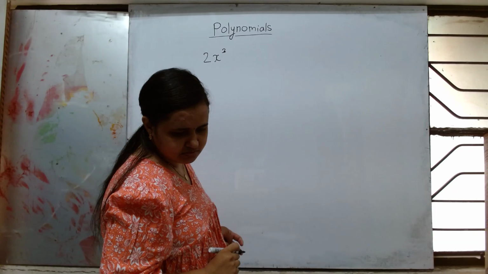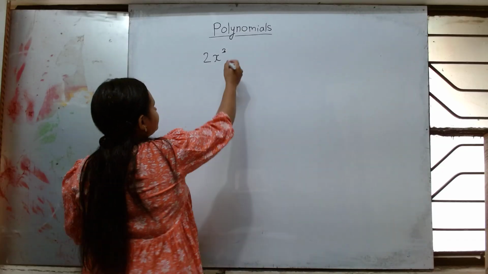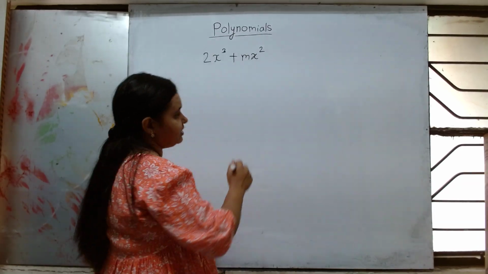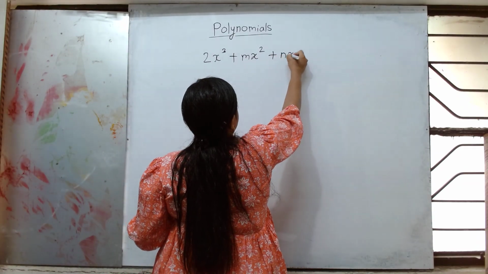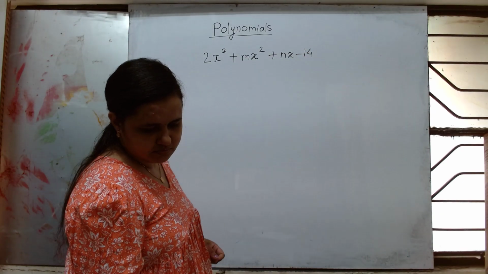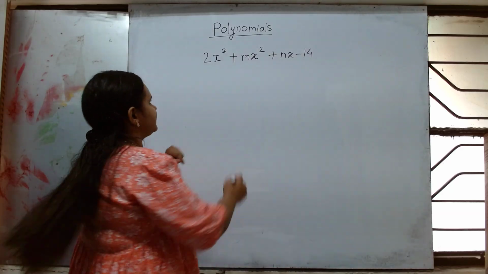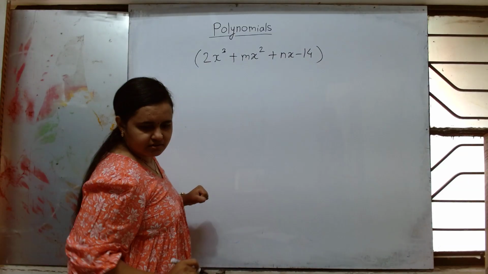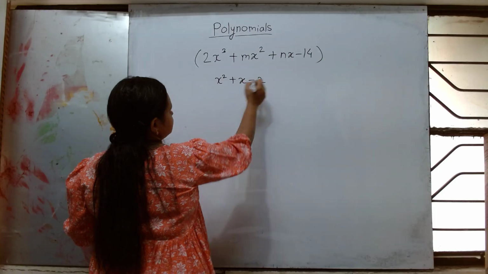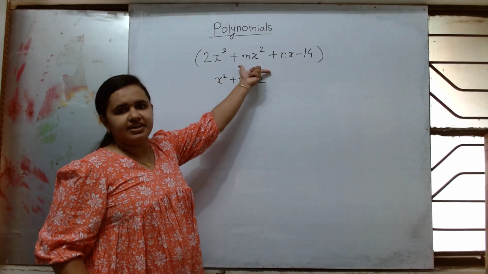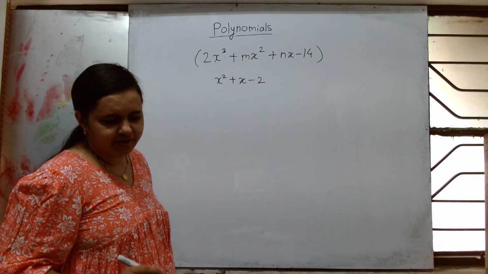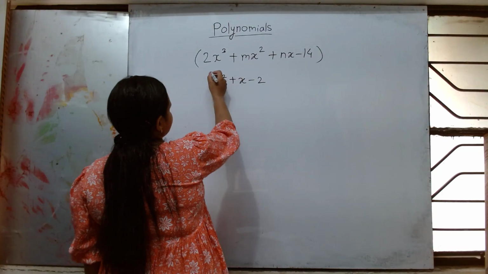2x cube plus mx square plus nx minus 14. This polynomial is exactly divisible by x square plus x minus 2. This is the given polynomial and it is exactly divisible by x square plus x minus 2. And we have to calculate the value of m plus n. Okay.